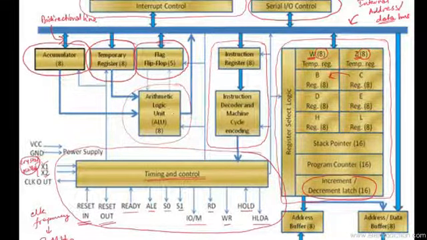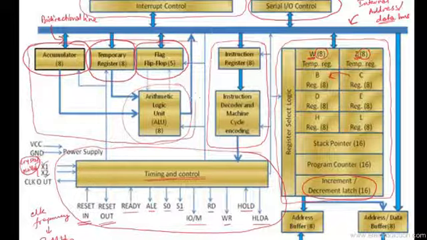Data from the temporary registers also goes to the ALU. So we can say that the flip-flop, the temporary register, the accumulator as well as the ALU entirely form a single section. We can refer to the accumulator as a very important part of the ALU, or the logic unit of the 8085 microprocessor. So that's how things work over here.